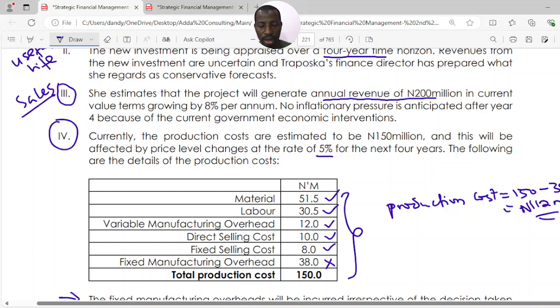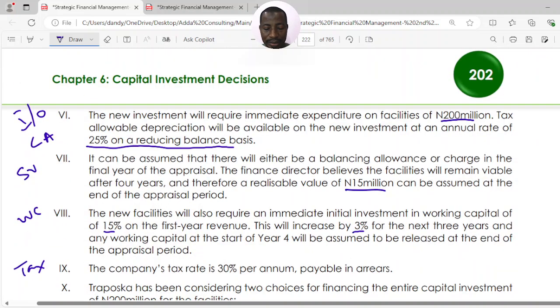We are given direct selling costs, then fixed selling costs. In any case, add up all of that together. That will give us 112 million. We've already done this. So the fixed manufacturing overhead is irrelevant, and that's why we ignore it. So let's go ahead and determine that.